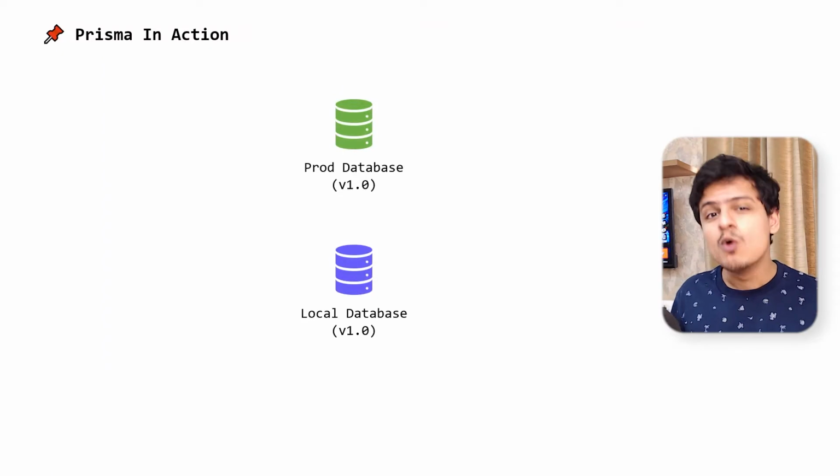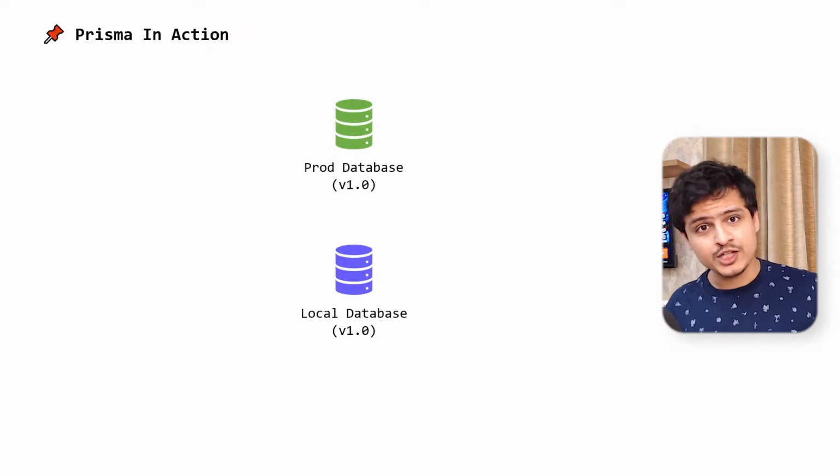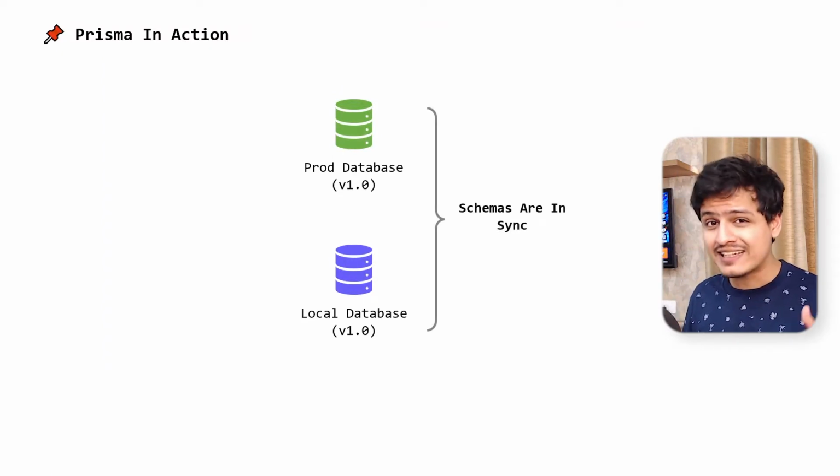So let's start by onboarding Prisma onto an existing project because someone forgot to add it on day one. I'm not pointing any fingers here. Here we have two databases, one for local development and one for production. I've made sure that they both have identical schemas.